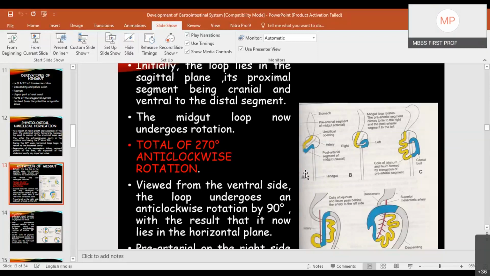The rotation of midgut basically is 270 degrees of counterclockwise rotation. It's very important. That is why I have highlighted and written it separately. There are 3 rounds of rotation, 90 degrees each, and they are counterclockwise rotations, or you can say anti-clockwise rotations.